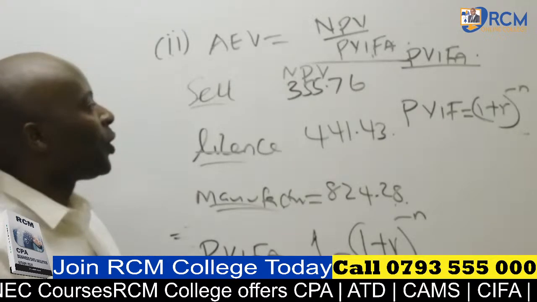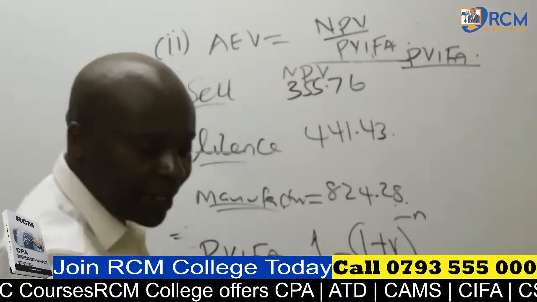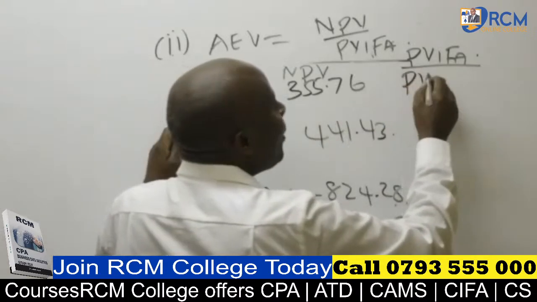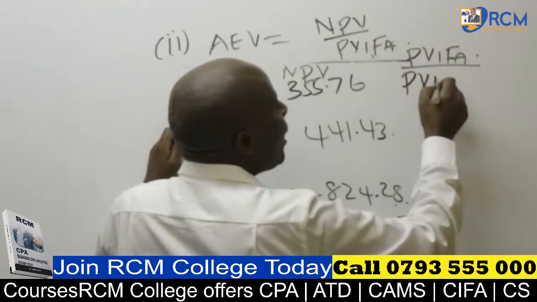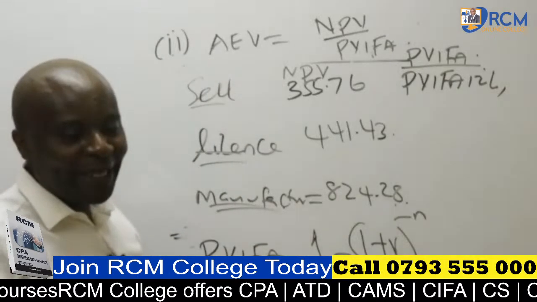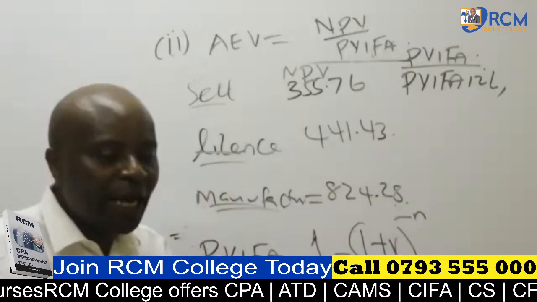Now, ladies and gentlemen, let's follow along here. Abracadabra. Now let's start with the first one. For selling, I will say it is PV-FA. What percentage? 12%. How many years? Selling has how many years of receiving cash flows?